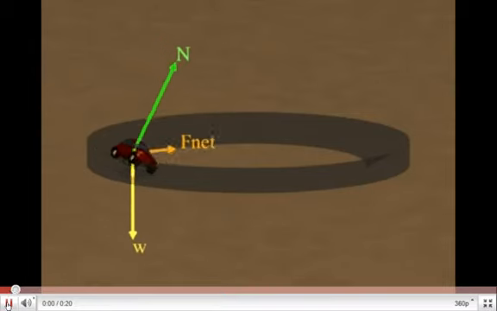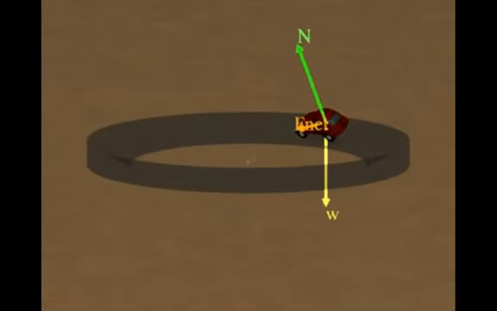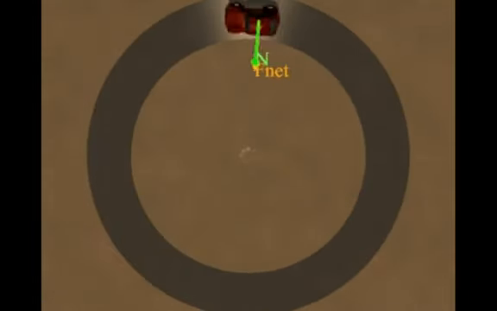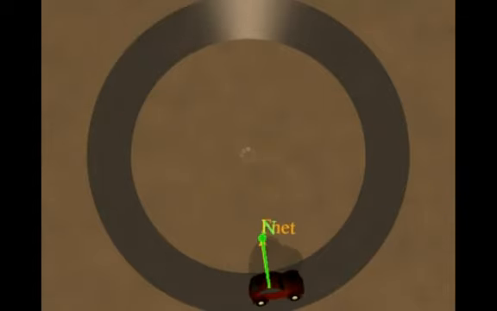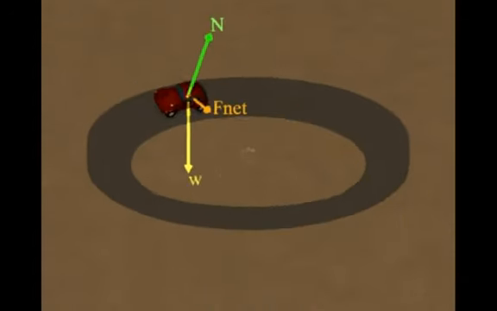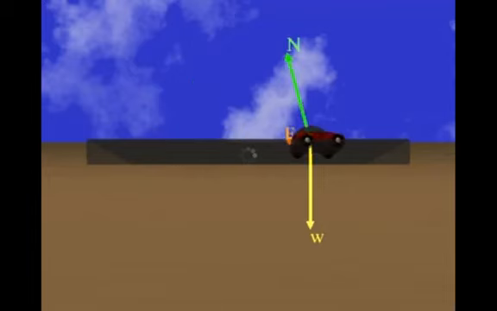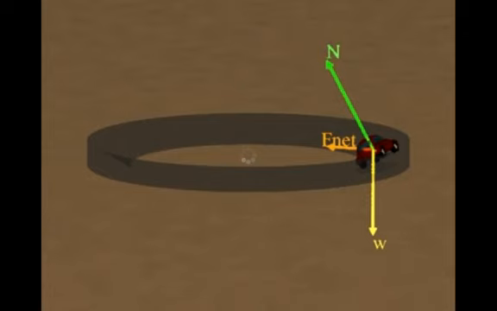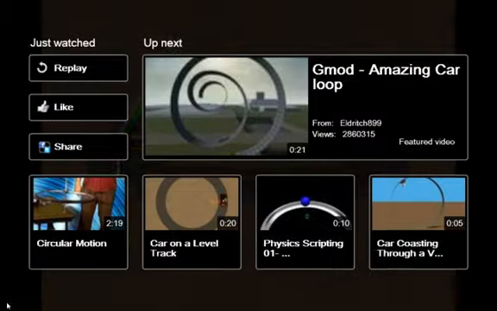So now I'm going to let this video play, and you can see that as the car goes around the banked track, the net force is always acting towards the center of the circle, and what provides that net force is going to be a component of the normal force that's acting on the car.